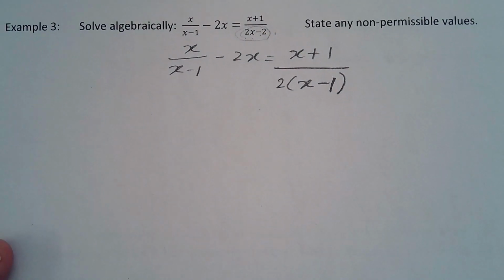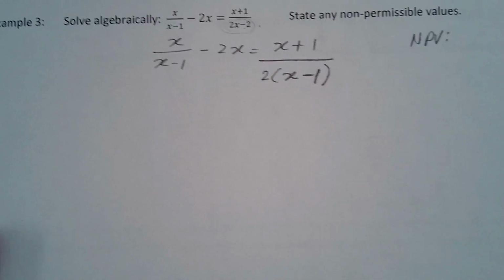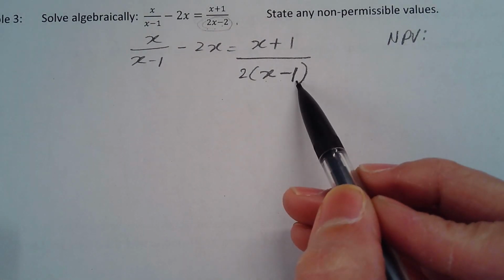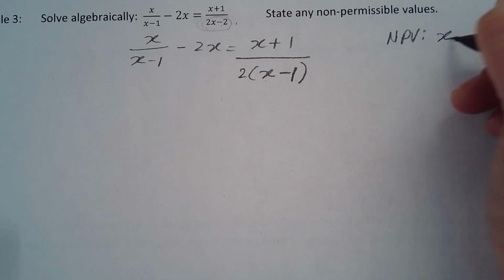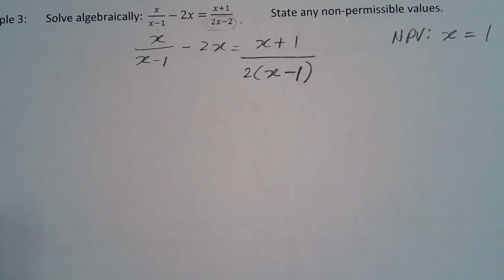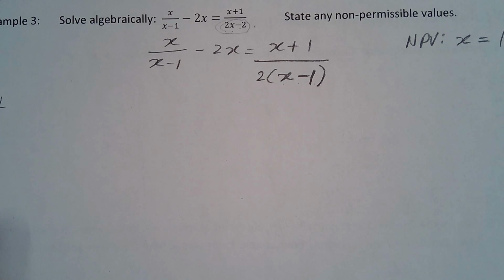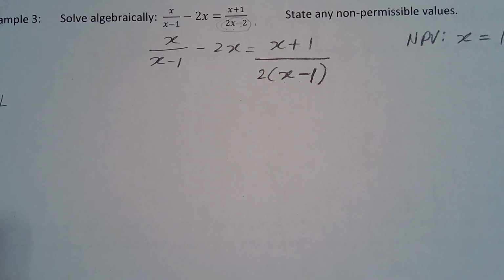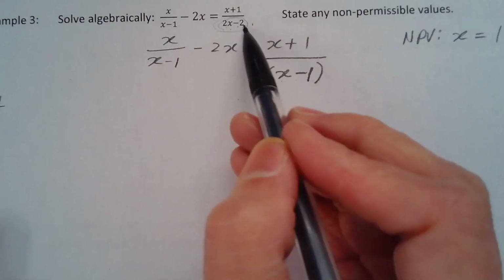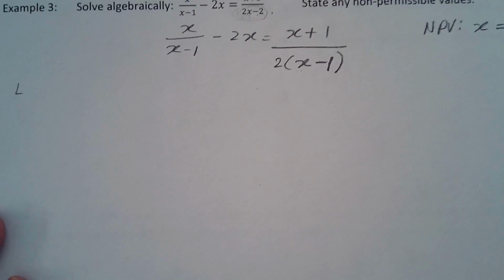What's the non-permissible value? Okay. x minus 1 can't be equal to 0, so that means x equals positive 1. Okay, good. So that's a non-permissible value. So what we're going to do is we're going to figure out the... Yeah, exactly. Even if we don't factor and then you try to solve this, it's still going to be the same. Correct. Okay, very good.